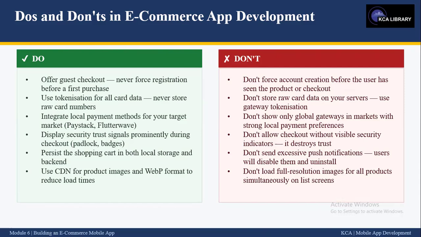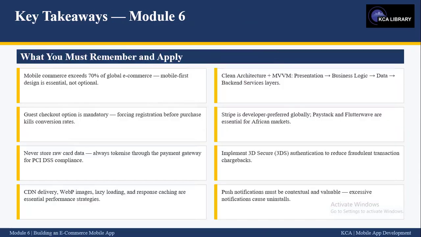Don't force account creation before the user has seen the product or checkout. Don't store raw card data on your servers. Use gateway tokenization. Don't show only global gateways in markets with strong local payment preferences. Don't allow checkout without visible security indicators. It destroys trust. Don't send excessive push notifications. Users will disable them and uninstall. Don't load full resolution images for all products simultaneously on list screens.